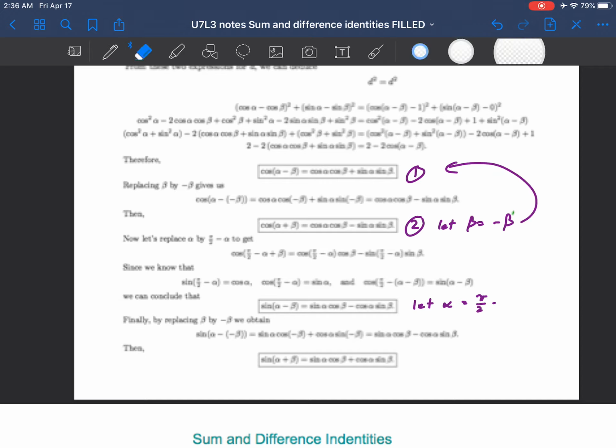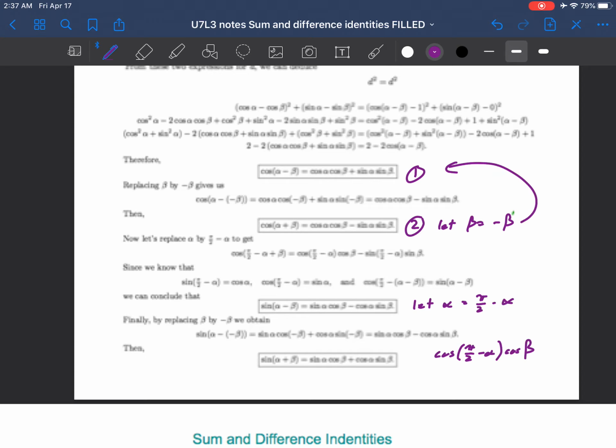Not infinity. Alpha. Okay, maybe I'll write it out. And so we'll get cosine of pi over 2 minus alpha, cosine beta.